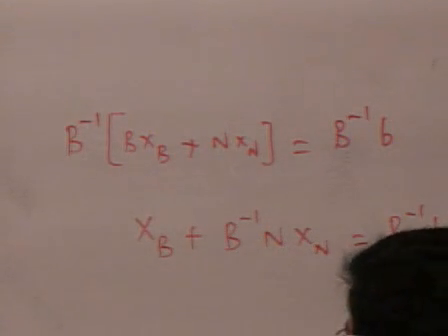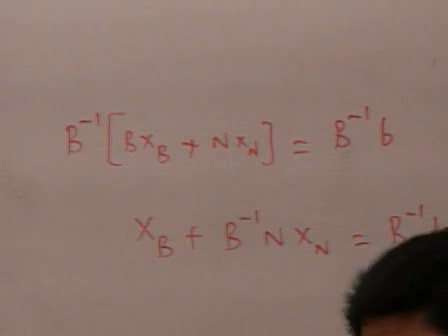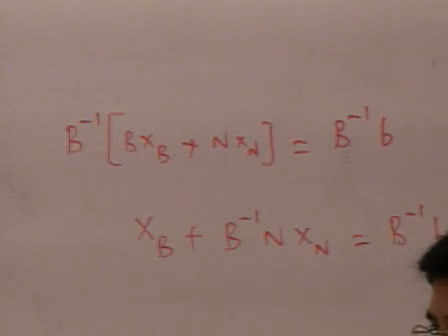Now, lots of questions should occur to you. First of all, why should B have an inverse? Not every matrix has an inverse, right? Which matrices can be inverted?